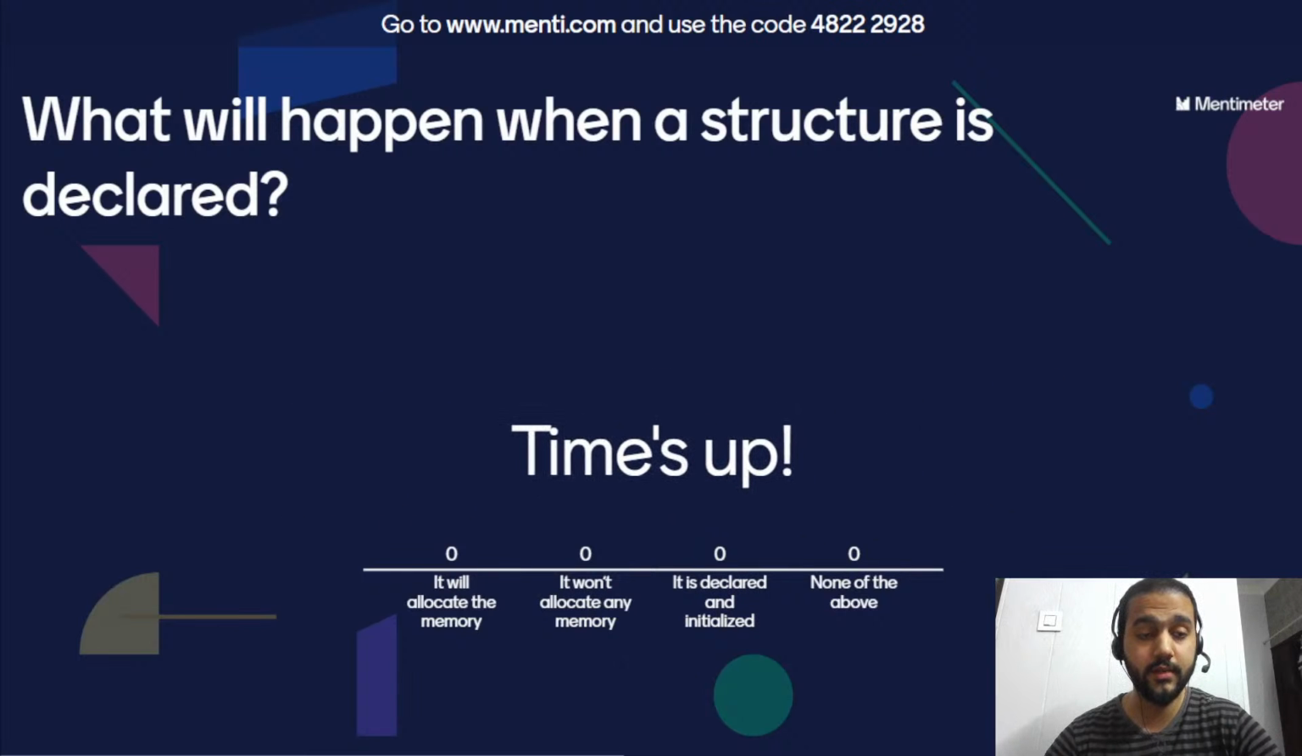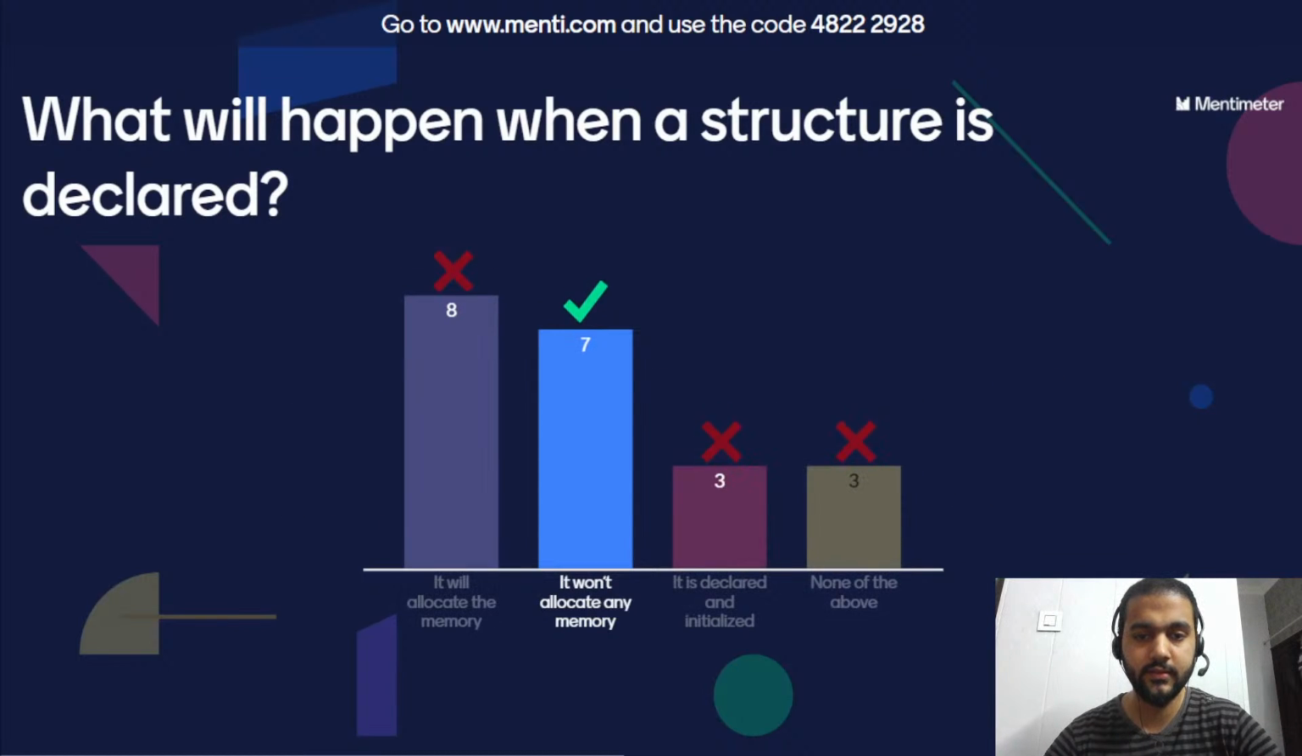Right guys, time's up. Let's see. 7 people gave the right answer, that is it won't allocate any memory. That is right. So the structure will not be initialized as long as it is declared. As a result, no RAM will be allocated. Memory is allocated only when a structure instance is created.